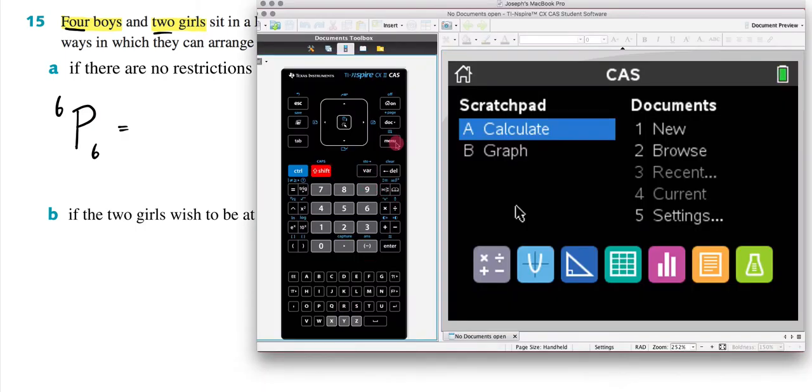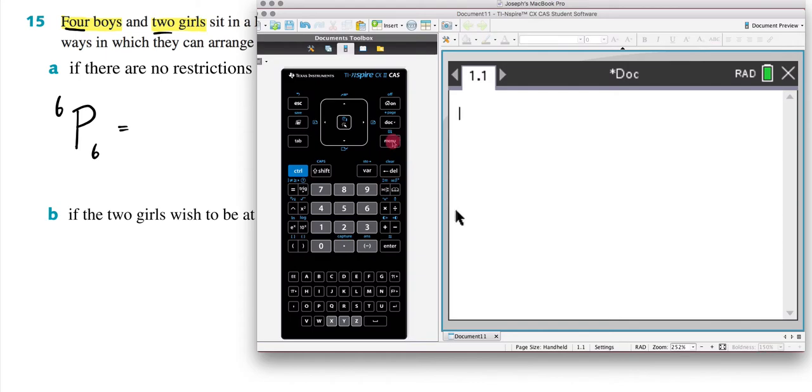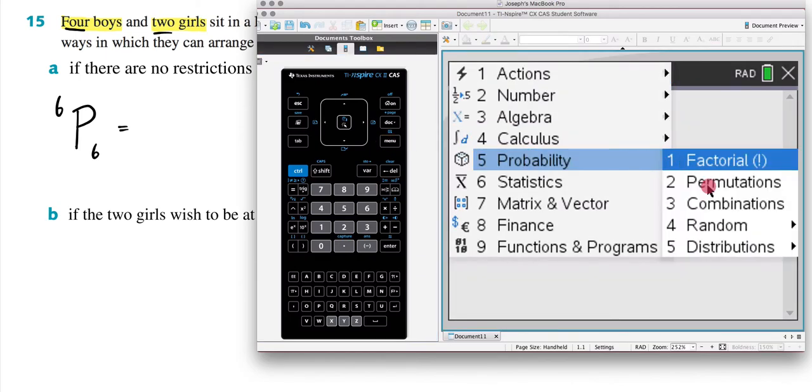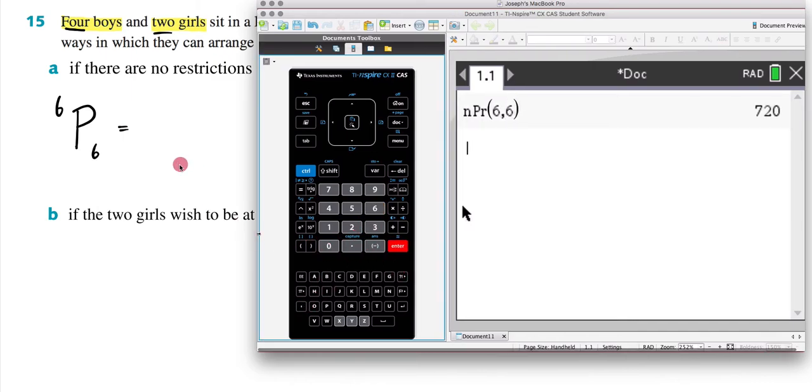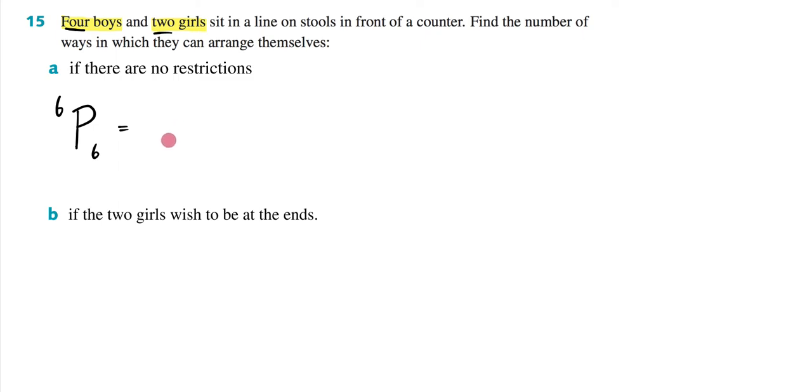We're going to go menu, then probability, then permutations. We have 6 people and 6 places that we're trying to fill. That's going to be 720. But it's also important that we understand what we're doing here.